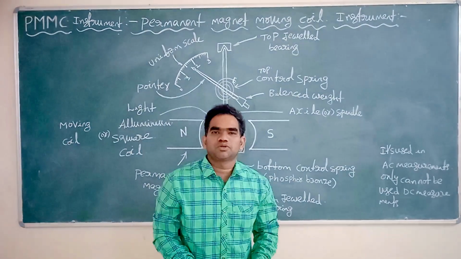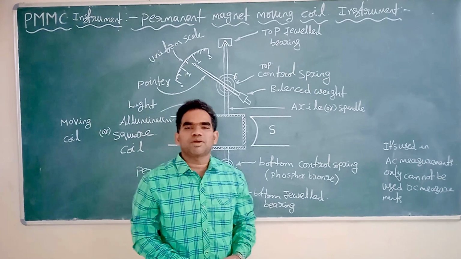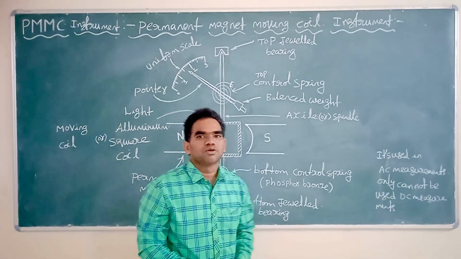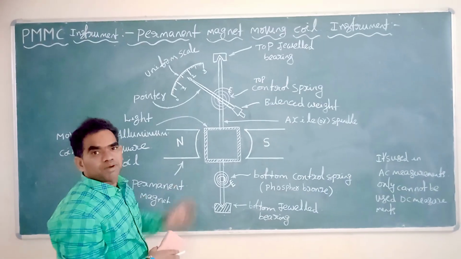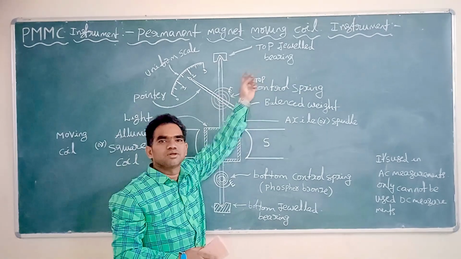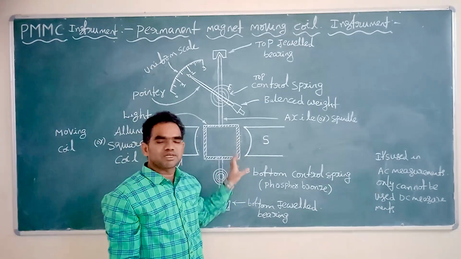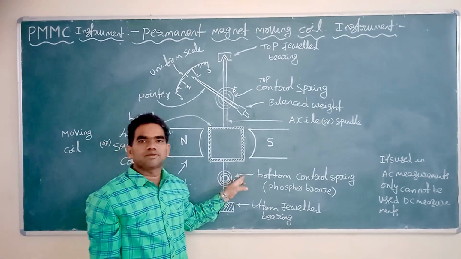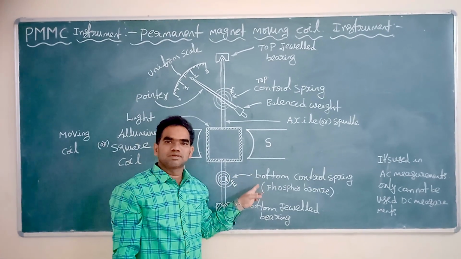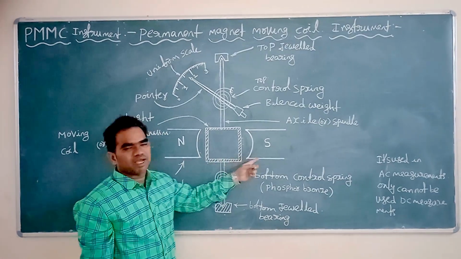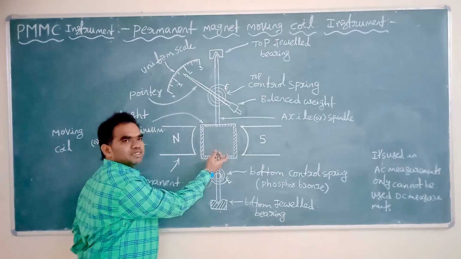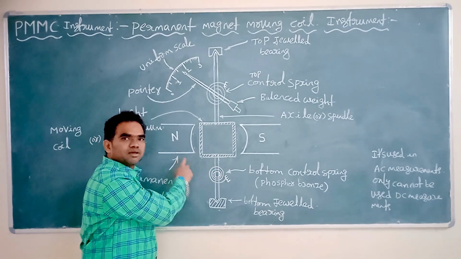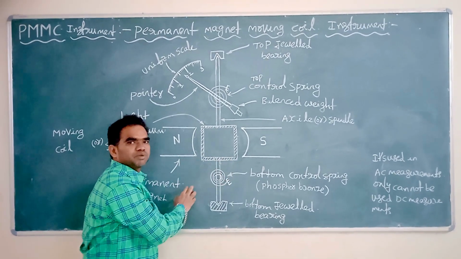Hi students, today I will explain permanent magnet moving coil instruments. What is meant by PMMC? PMMC means permanent magnet moving coil instruments. Why do we say this? Because we are using two permanent magnets, and in this instrument the coil rotates. That's why we say permanent magnet moving coil instrument.